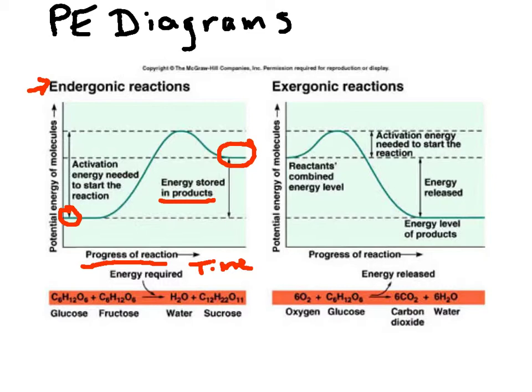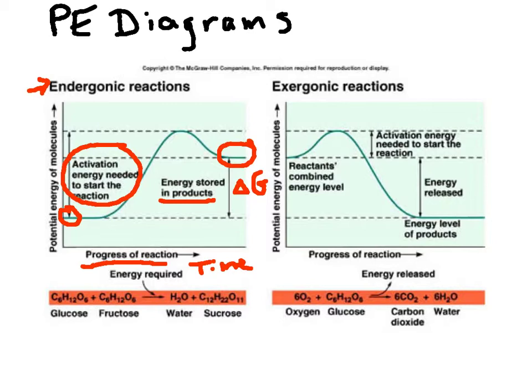The difference right here, you see this arrow, the difference from the start of the reaction to the end of the reaction is our delta G. Okay, that difference. Over here you'll see a new term for you, activation energy. Activation energy is the amount of energy needed to start the reaction.